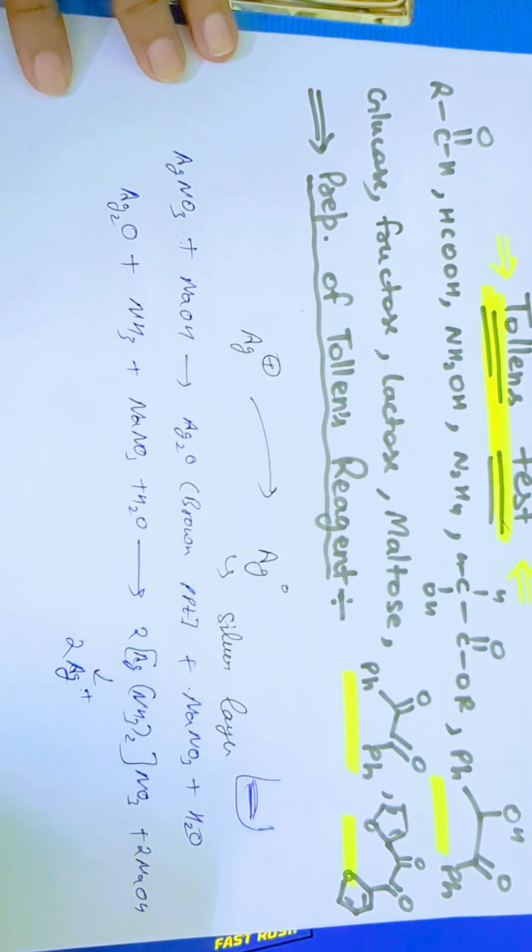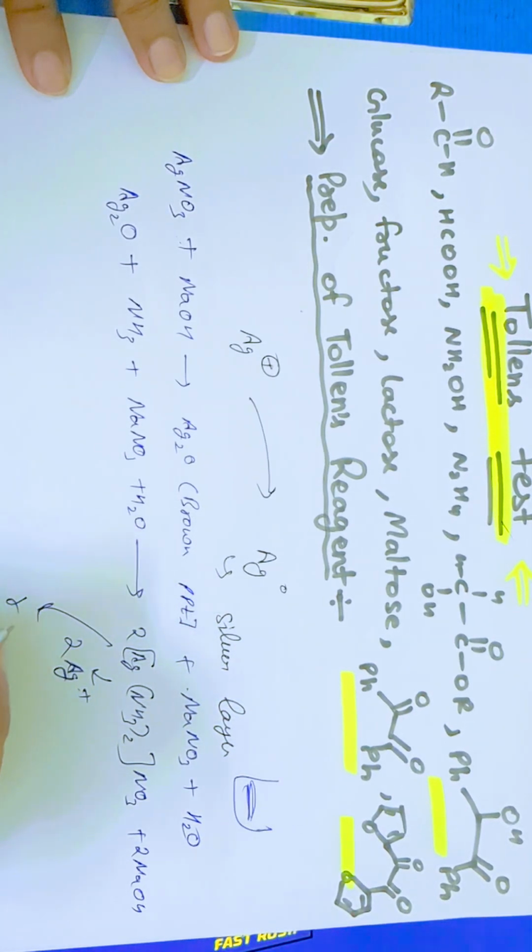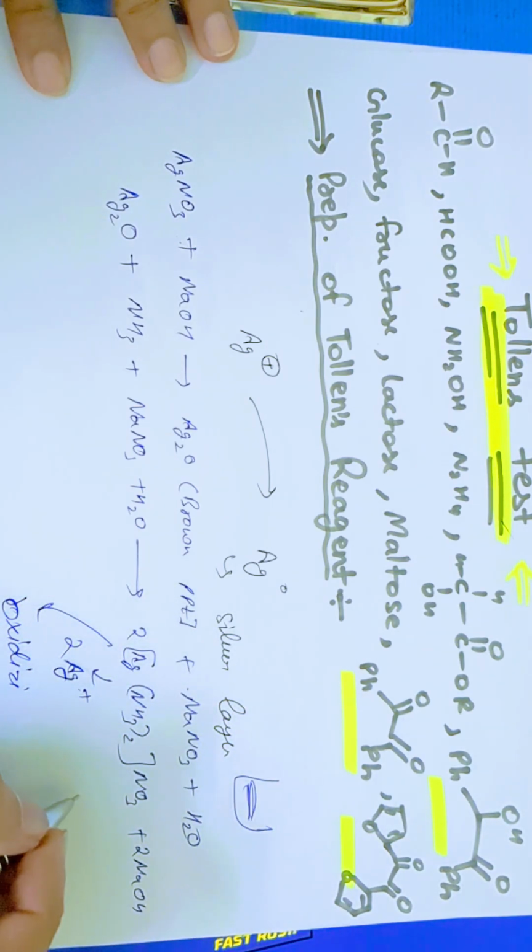Here you can say Ag is in the +1 oxidation state. Now we can say it will act as an oxidizing agent. Why? Ag positive will quickly convert into elemental silver, which is in the zero oxidation state, to gain stability. So that's why we can say it will act as an oxidizing agent. It is itself reduced and oxidizes another species.